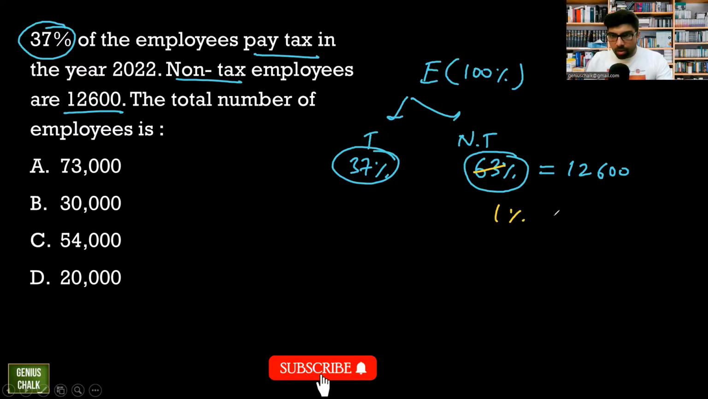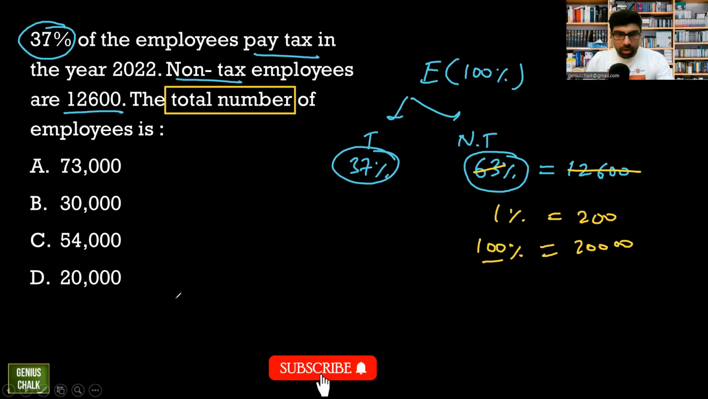So can you find it now? What is 1%? 63 double is 126. So 1% is 200. The total number of employees are asked, the total number. That means we are to find 100%. If 1% is this, can you find 100%? So the 100% means just put 20 after that. So that is going to be 20,000. That is option D, right?